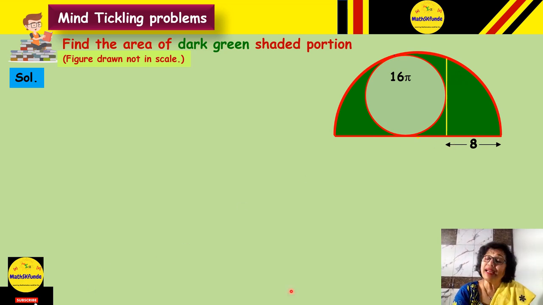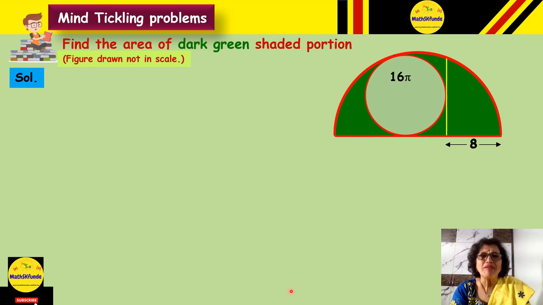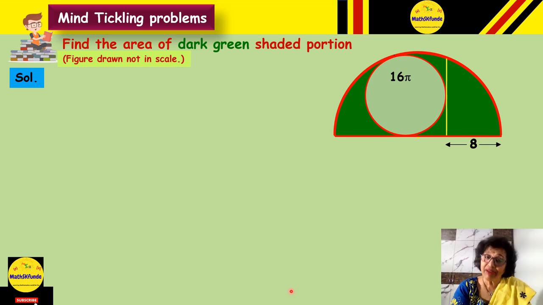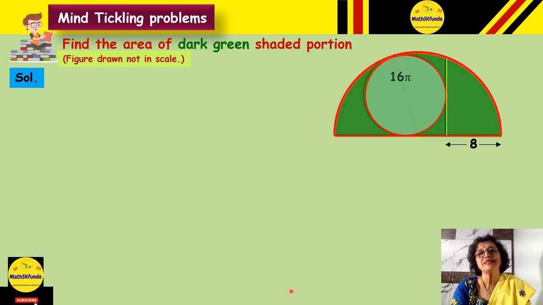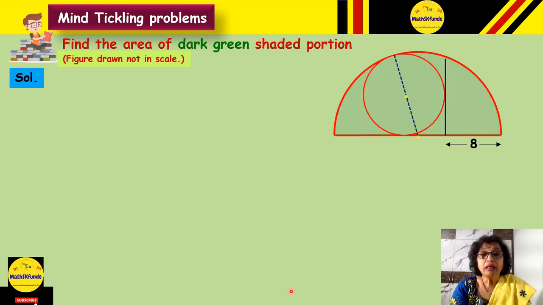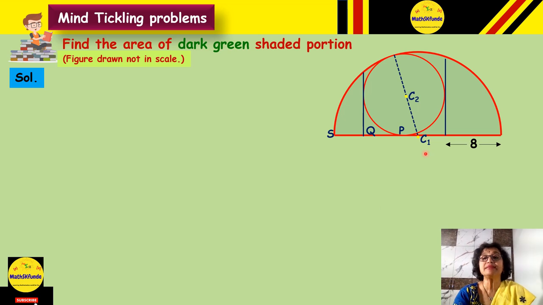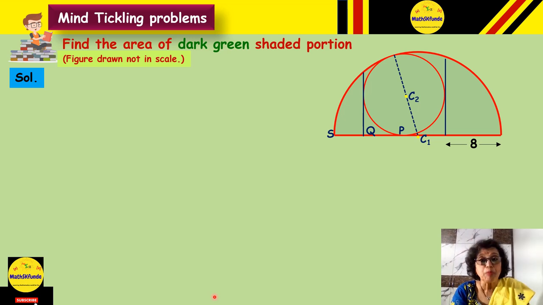Whenever nothing is given, it's better to give names, but do not give too many names, because whatever names you write, you should be able to handle them. So let us start by giving names first and then the further steps. First of all, I give names to the centers of the circle and semicircle, the point of contact and other things. So C1 and C2 are the centers. Mind you, this C1 is on the diameter of the semicircle, not on the circle. And P is the point of contact.